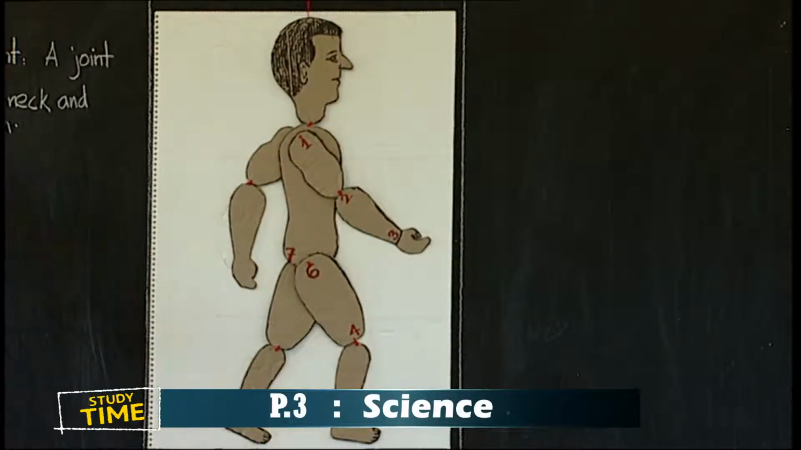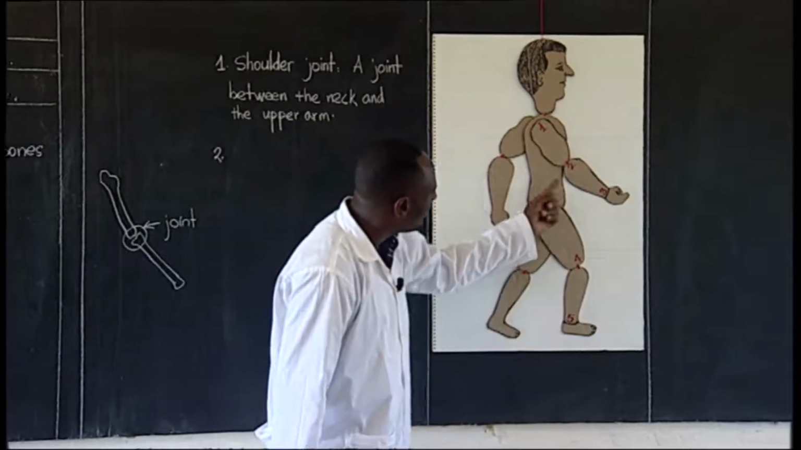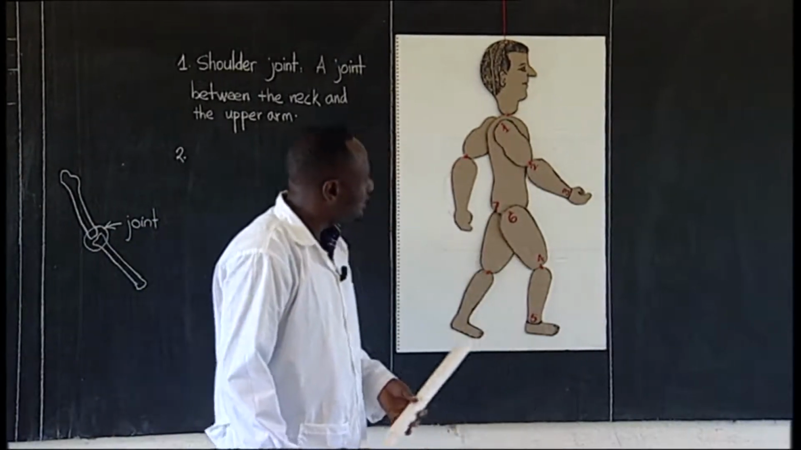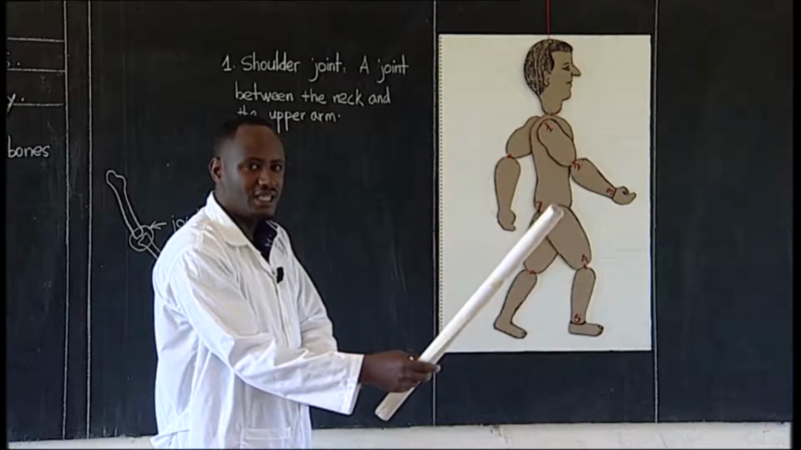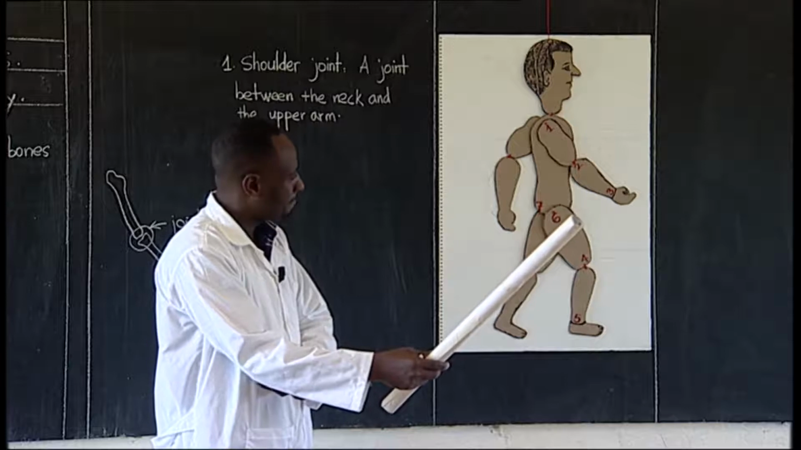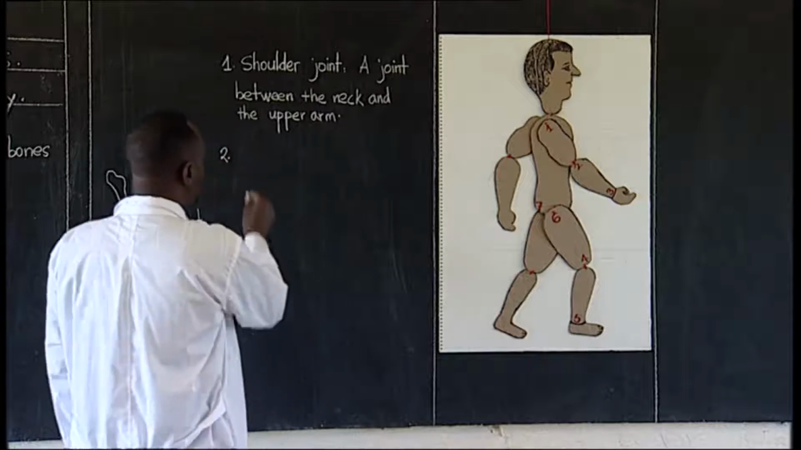Our joint number 2 is, as you can see here, the joint between the upper arm and the lower arm, or the forearm. That is known as the elbow joint.